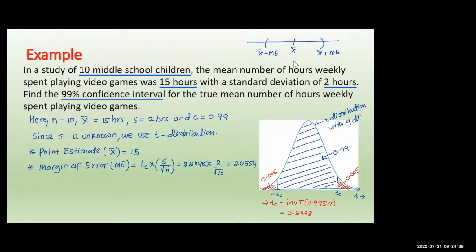In order to construct the confidence interval, we need the point estimate. We got that. We need the margin of error. We got that one too. So what we need is the left end of the interval, which is mean minus margin of error. And also we need the right end of the interval, which is mean plus margin of error. So we are going to find those two end values now.